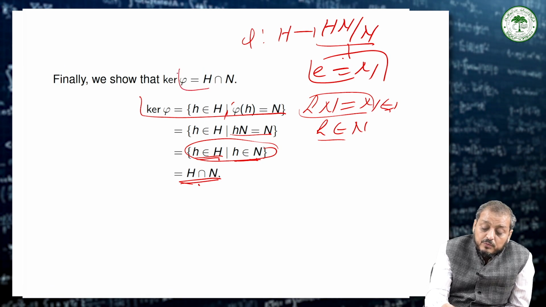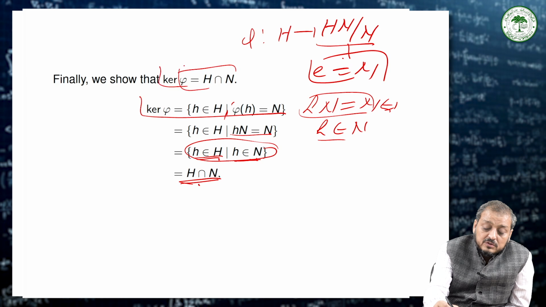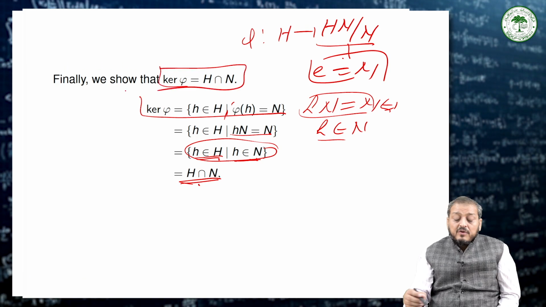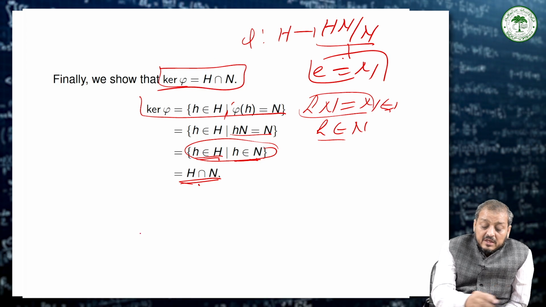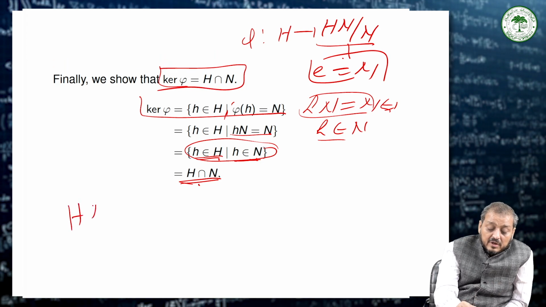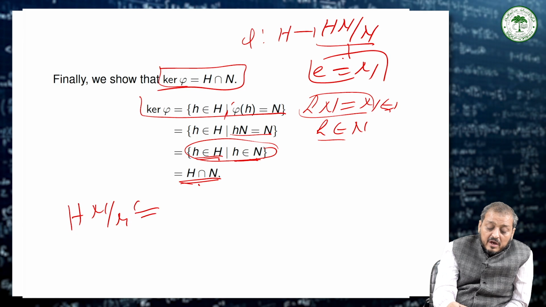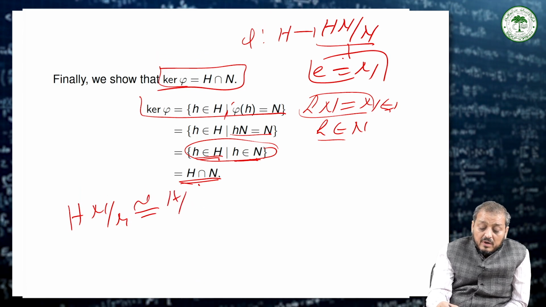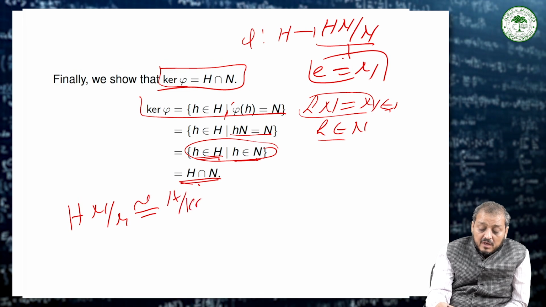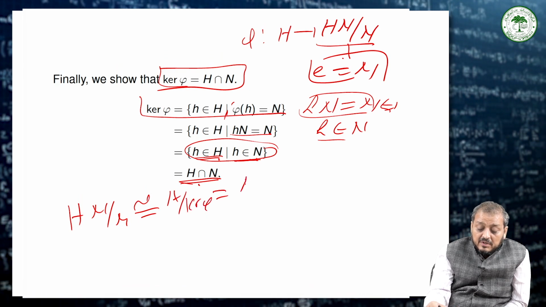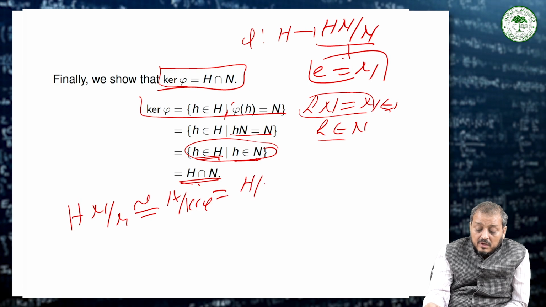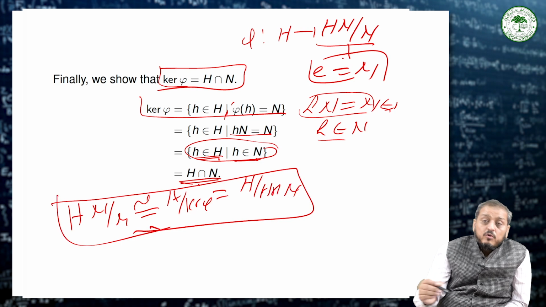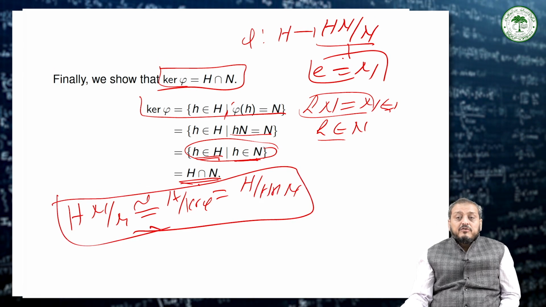So finally we have to prove that the kernel of phi is also H intersection N. The theorem is saying that HN over N is isomorphic to H over the kernel of phi, and the kernel of phi is nothing but H intersection N. So this is equal to H over H intersection N. This completes the proof of the second isomorphism theorem.